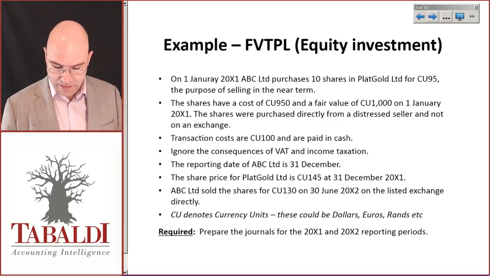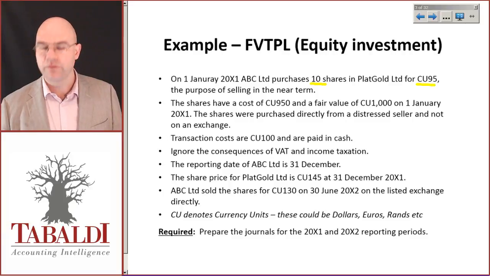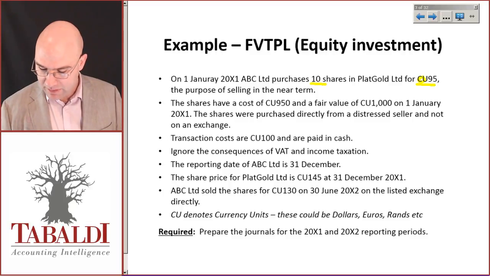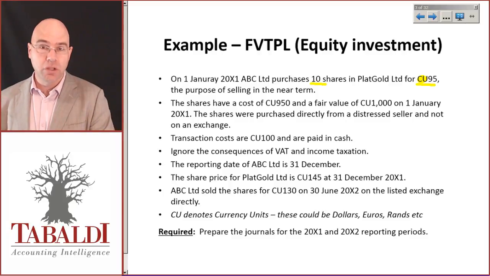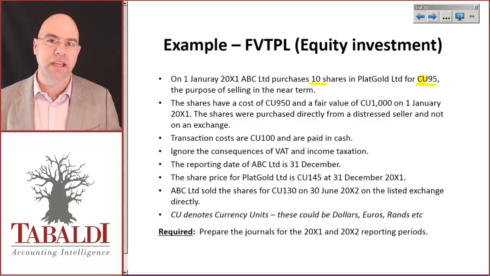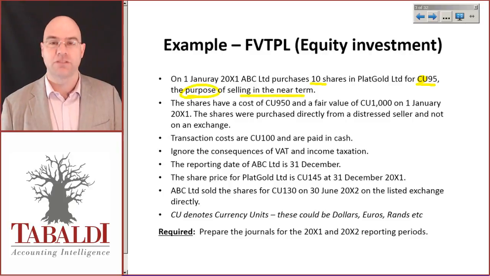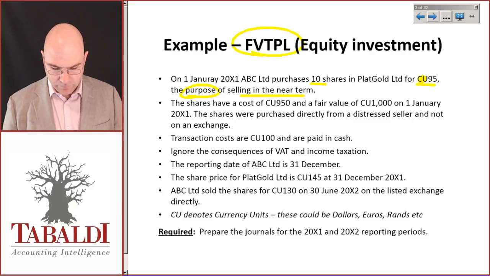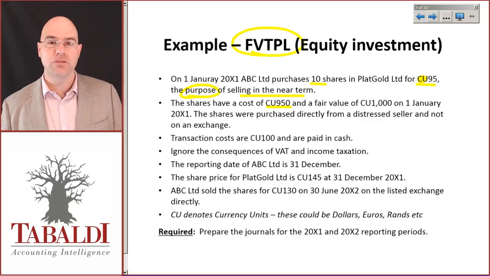On the 1st of January 20X1, ABC Limited purchased 10 shares in Plaque Gold for 95 Rand or dollars or whatever it may be each. Okay, so what I'm doing is I'm just substituting the currency. I'm not working in dollars or rands or euros specifically. I'm just going to call this currency units. The purpose of this investment is selling in the near term. Therefore, it will be fair value through profit or loss. The shares, obviously, from this 10 times 95 have a 950 currency unit cost.